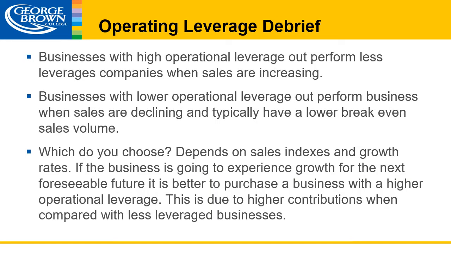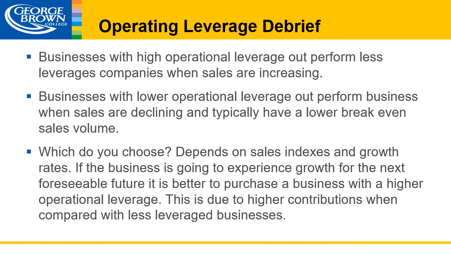Here's a general recap of what I had just said. So businesses with high operational leverage outperform companies with higher variable costs when sales are increasing, and it's the opposite for low operational leverage. Okay, and low operational leverage businesses tend to have a lower break-even point in sales volume. So what do you like? Again, what do you choose in terms of your own cost structure? It really depends on what you expect for the future.